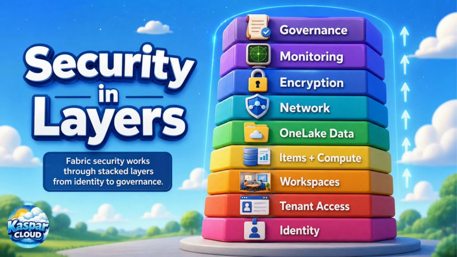The fourth layer is item and compute security, where individual lakehouses, warehouses, reports, semantic models, and SQL endpoints can have their own controls. The fifth layer is OneLake data security, where access to tables, folders, and files is governed. The final layers are network security, encryption, monitoring, compliance, and governance.